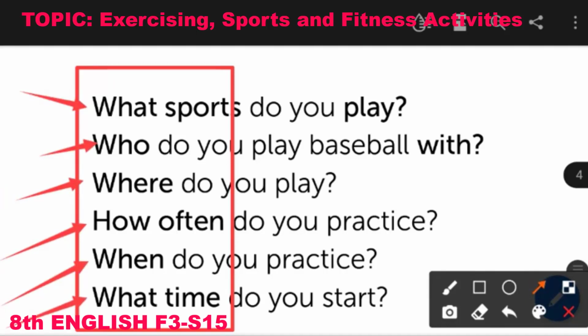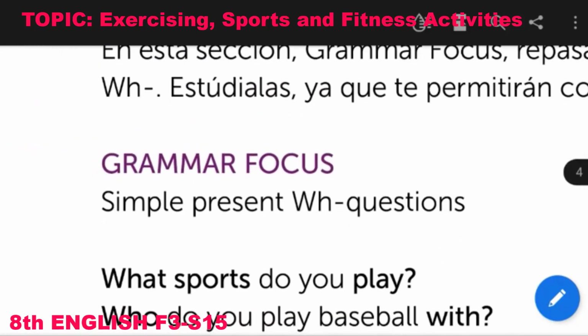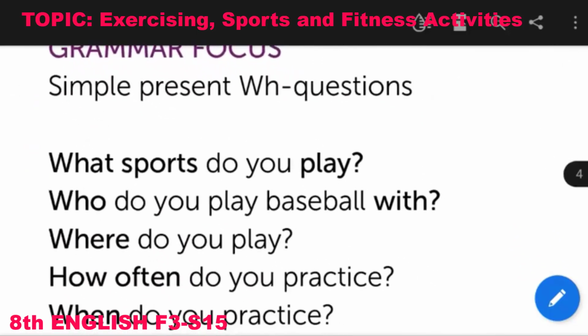Estas son para sacarle information a la gente, yes? Para saber su information. What sports do you play? Who do you play? Where do you play? How often? When? And what time? Son como una especie de interview, okay? Son preguntas para hacer interview, okay? So, let's continue. Simple present WH questions.